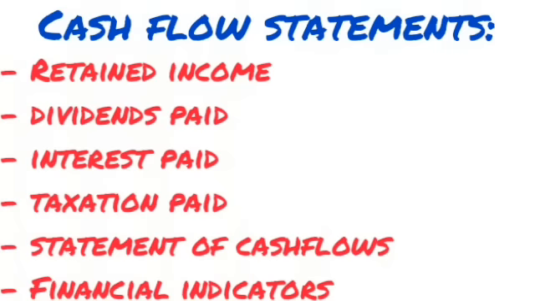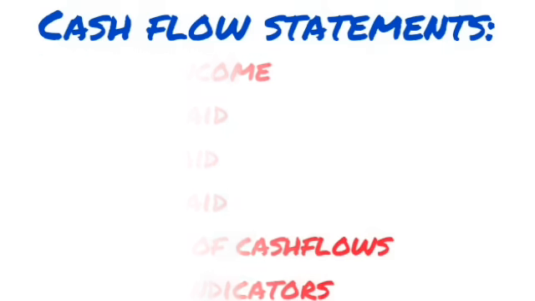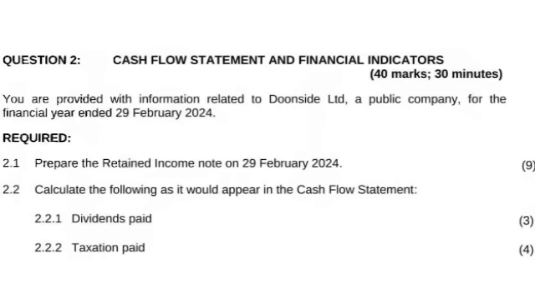And then you are going to have to be able to calculate your dividend paid, your interest paid, your taxation paid, and then also be able to do sections or parts of your statement of cash flow. They never really ask you to do it in full, so usually it's the financing and investing sections that you have to be comfortable with, and then lastly your financial indicators. So in question 2 there we see that we have a cash flow statement and financial indicators question.